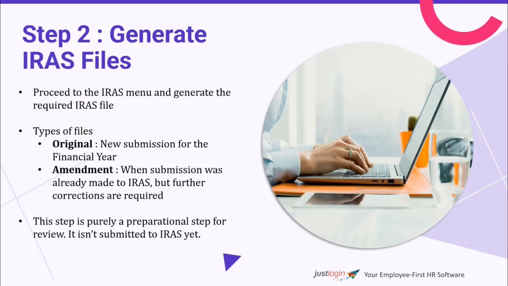Part 2 or step 2 will be to generate your IRAS files. For this, you can proceed to the IRAS menu and generate the required IRAS files. There are two types of files that you'll notice. One is the original and another is the amendment. Original will be for new submissions for the financial year, whereas the amendment option will be when you're doing submissions that you have already made to IRAS, but you're just doing a correction this time. So this step is purely a preparational step for review and it isn't submitted to IRAS yet.